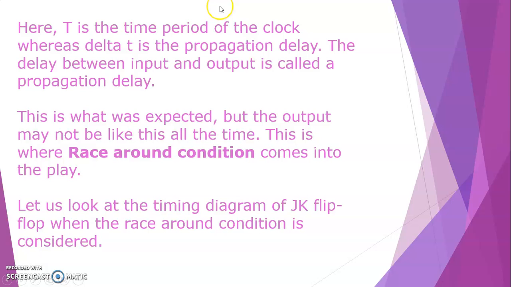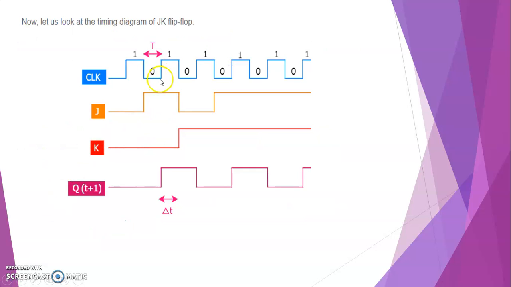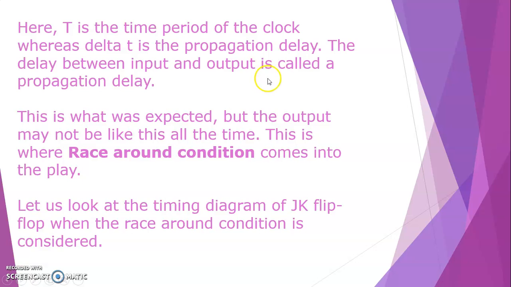Here T is the time period of the clock, whereas delta T is the propagation delay. The delay between input and output is called the propagation delay. This is what was expected, but the output may not be like this all the time. This is where the race condition comes into play.